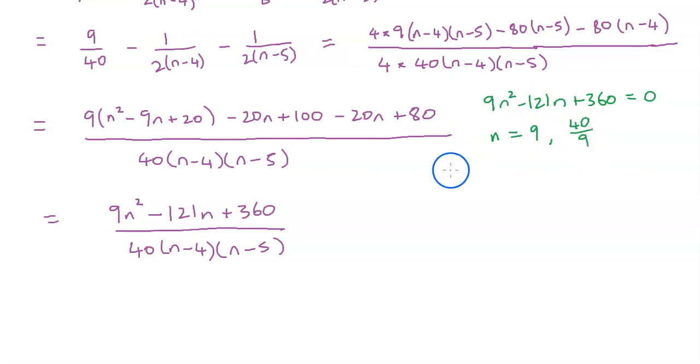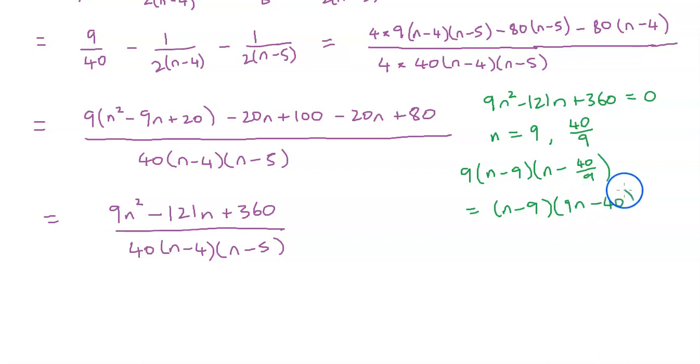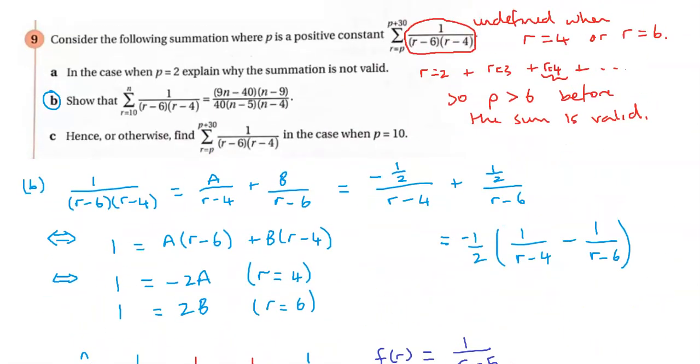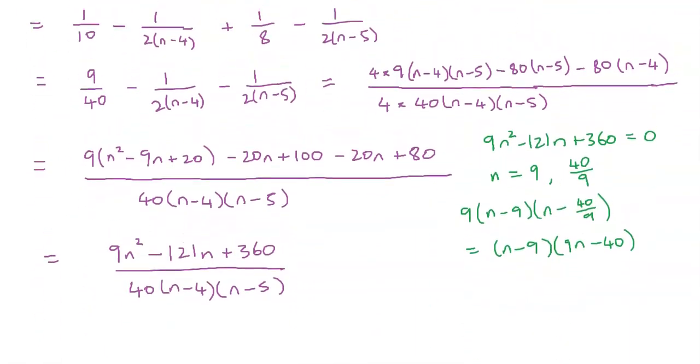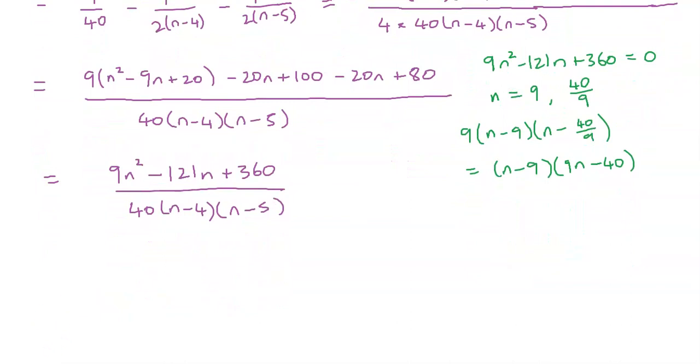And so we know that this thing is equal to 9 times n minus 9 times n minus 40 over 9. And so that's equal to n minus 9 times 9n minus 40. Which is exactly what it was supposed to equal. So that takes care of that part of the question.